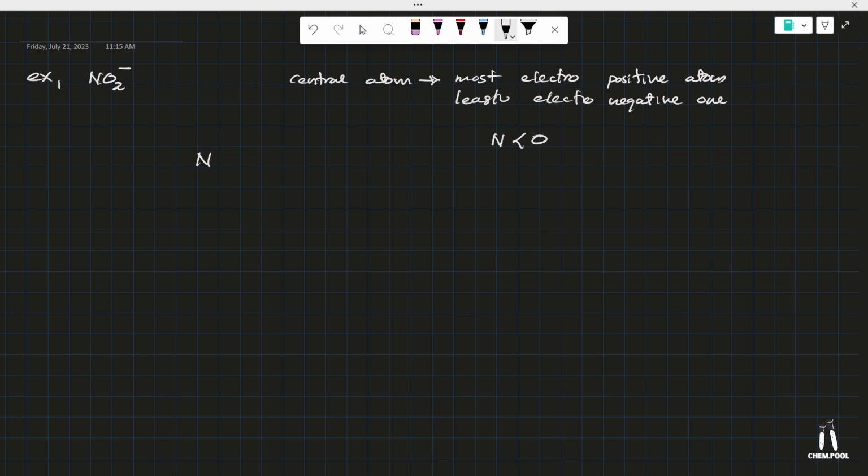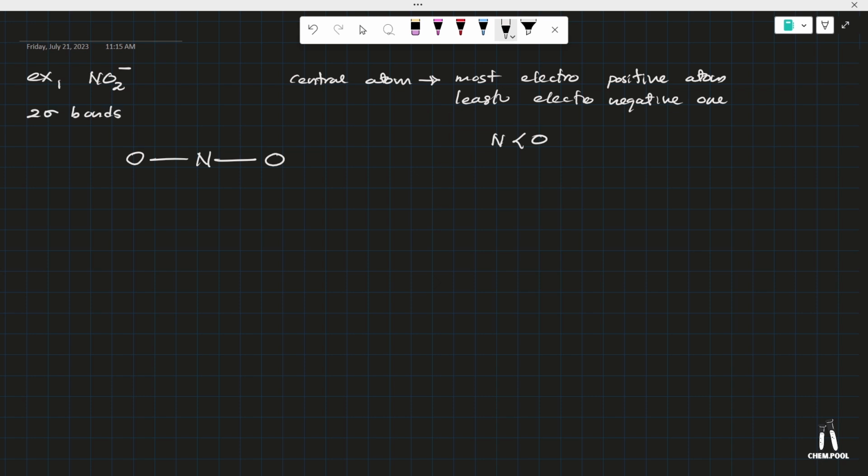Then this nitrogen combine with two oxygen atoms by using two single bonds. This one is sigma bond, and also this one sigma bond. Basically always the skeleton formed by using sigma bonds, and the bond strength increased with the pi bonds, or double bonds or triple bonds, right? Now we know here two sigma bonds, right?